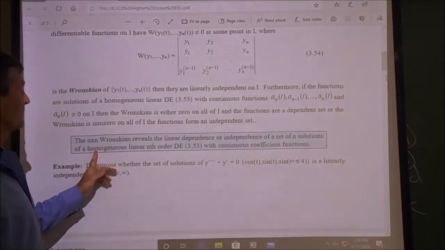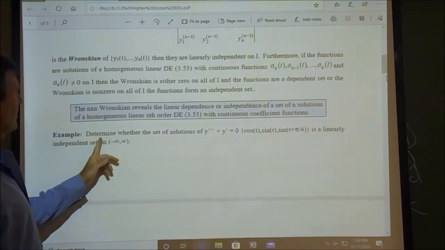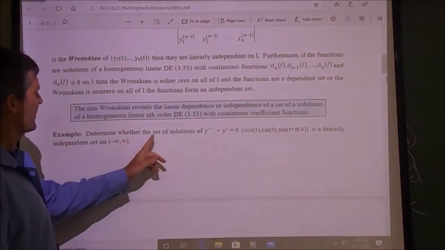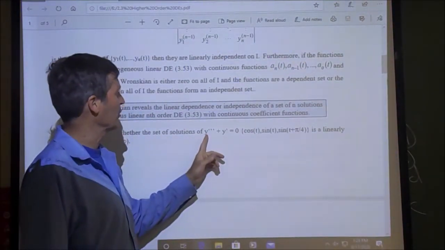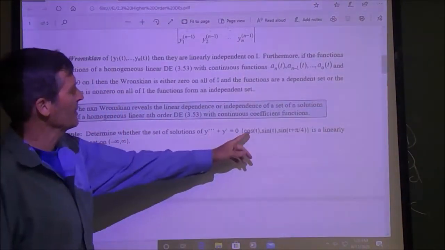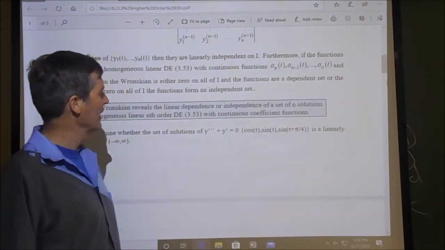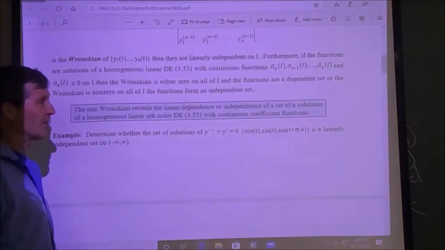So, suppose I want to determine whether a set of solutions of this differential equation, y triple prime plus y equals 0. Here's three solutions: cosine t, sine t, and sine of t plus pi over 4. Is that a linearly independent set on minus infinity to infinity?